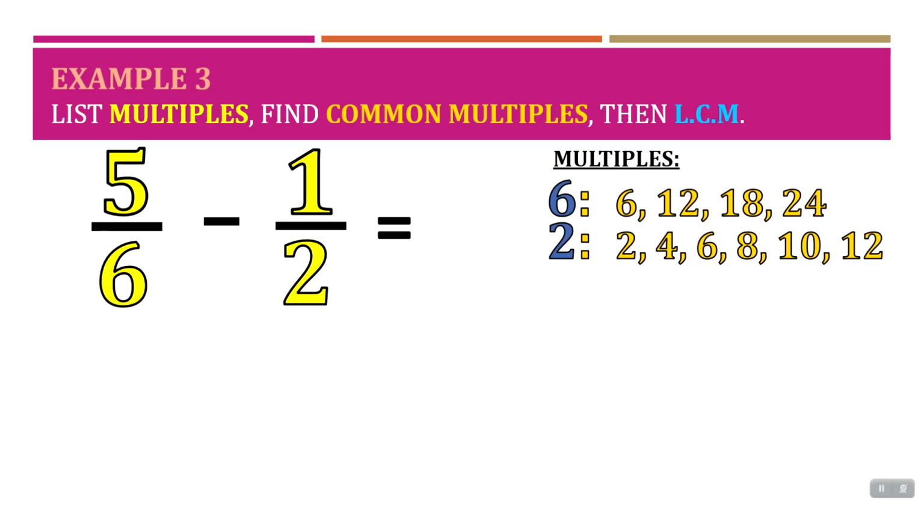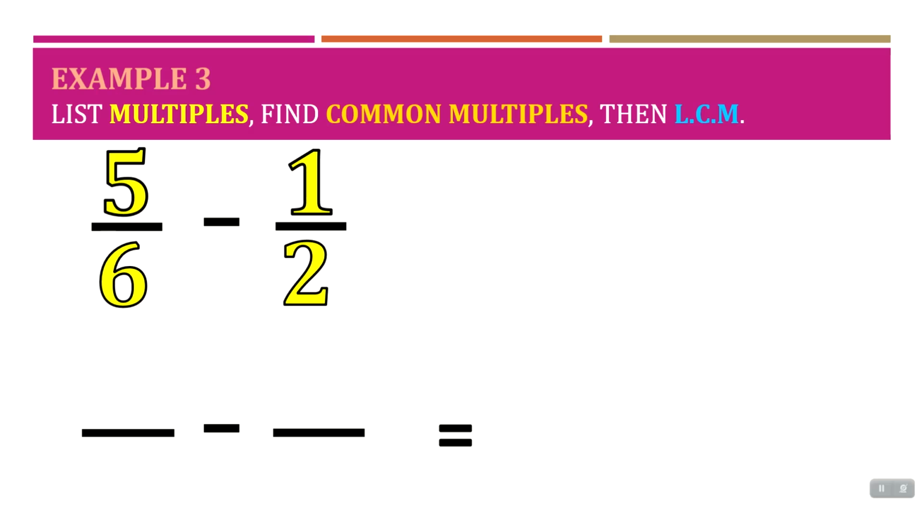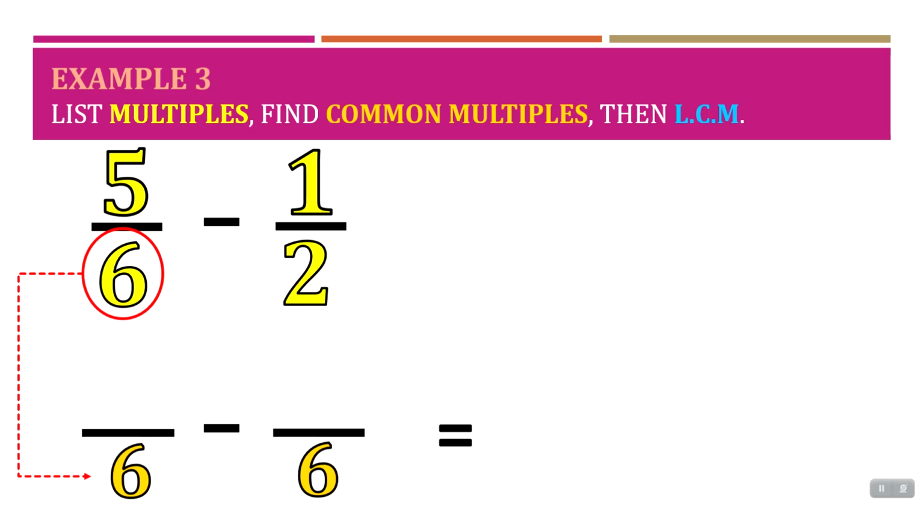If we look closely, we can see that the common multiples in red are 6 and 12. And the least common multiple is 6. Therefore, we will use 6 as our denominators in our new fractions. How many times can 6 go into 6, or 6 times what gives us 6? We know 6 times 1 is 6, and therefore 5 times 1 is 5. You can see again that this fraction did not change, and any time the denominators are the same in the question and in the answer, your numerators would also be the same.